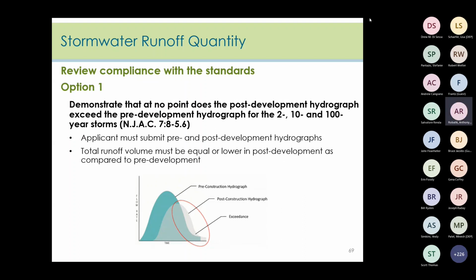So after having checked the input parameters, we should review compliance with the stormwater runoff quantity standard. Option 1 is almost exclusively used for redevelopment. The BMP Manual Chapter 5 includes a discussion and an example illustrating this. As mentioned in Module 1, in order to meet Option 1, the post-construction hydrograph cannot exceed at any point in time the pre-construction hydrograph.